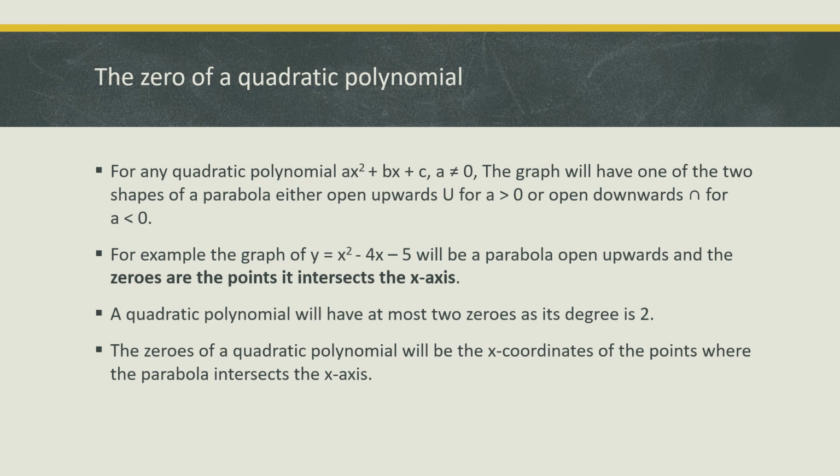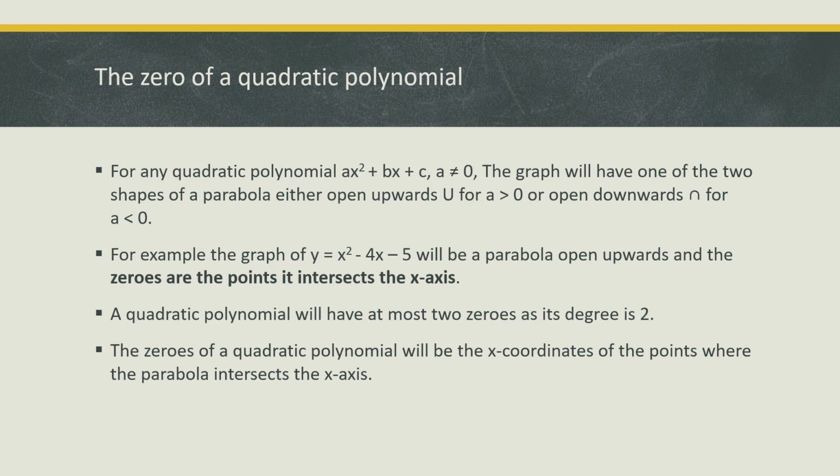Now the zero of a quadratic polynomial. For any quadratic polynomial ax square plus bx plus c, a not equal to 0, the graph will have one of two shapes of a parabola, either open upwards for a greater than 0 or open downwards for a less than 0. For example, the graph of y is equal to x square minus 4x minus 5. Here a is equal to 1, which means a greater than 0. So it will be a parabola open upwards, and the zeros will be the points at which it intersects the x-axis. Always remember, the point at which the graph intersects the x-axis will give you the zeros.